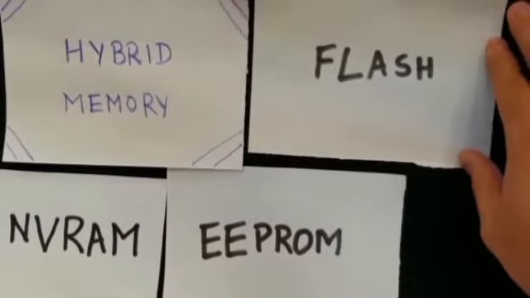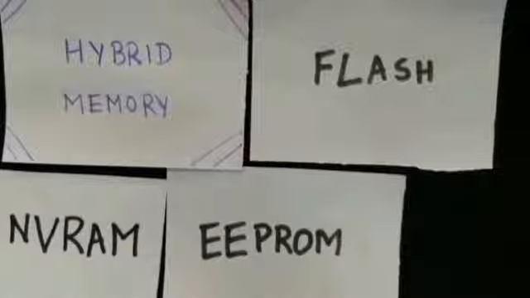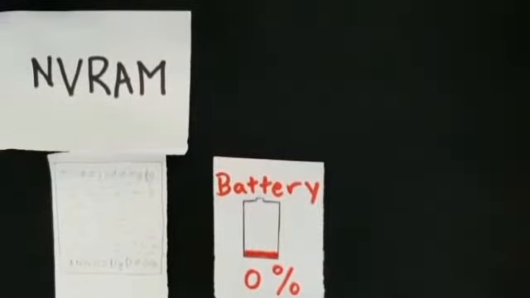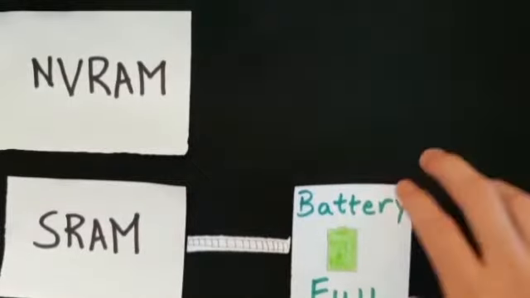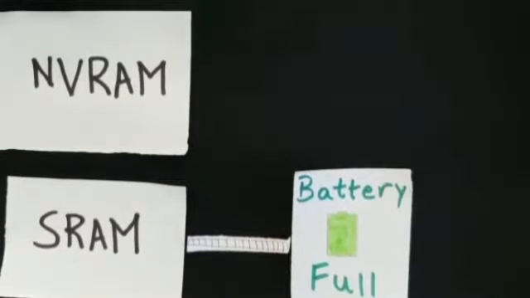Hybrid memory can be further categorized into non-volatile RAM, electrically erasable PROM, and flash. So what is NVRAM? An NVRAM can retain information even though power is turned off. One type of NVRAM is SRAM that is made non-volatile by connecting it with a constant power source such as a battery. Because of this, NVRAM that is made from SRAM needs an available power supply.